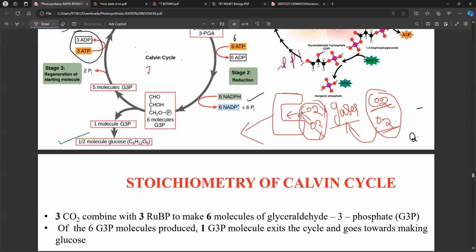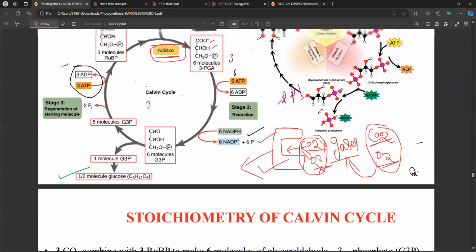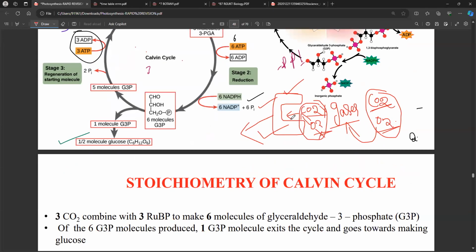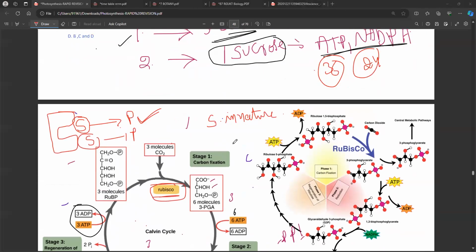So the environment is deciding whether the carbon dioxide has to be fixed by the enzyme or the oxygen has to be fixed by the enzyme. Who will decide? The environment, not the enzyme. Because what is the enzyme's function? If a substrate comes and attaches, it just converts into product. So which substrate has to come is decided by the environment.